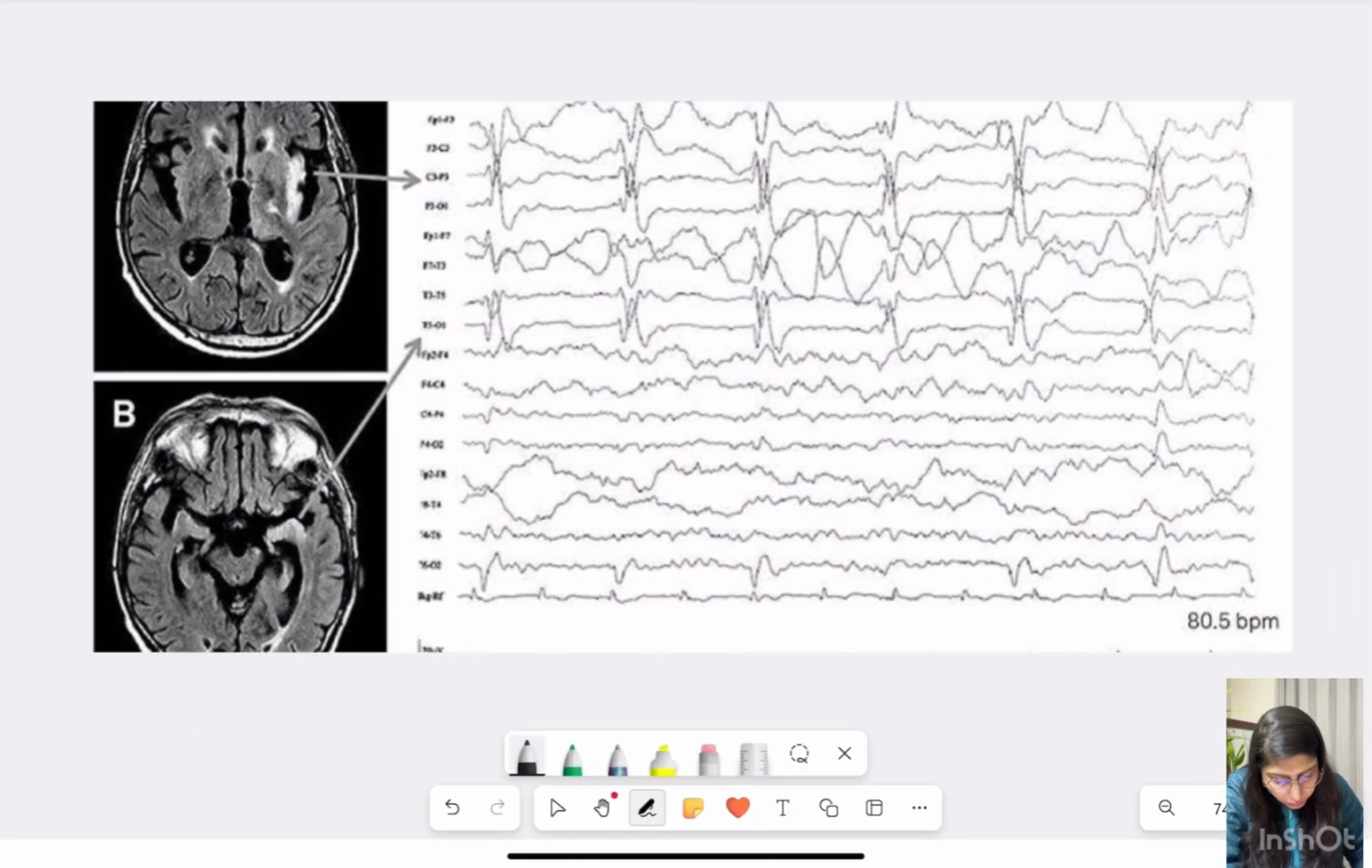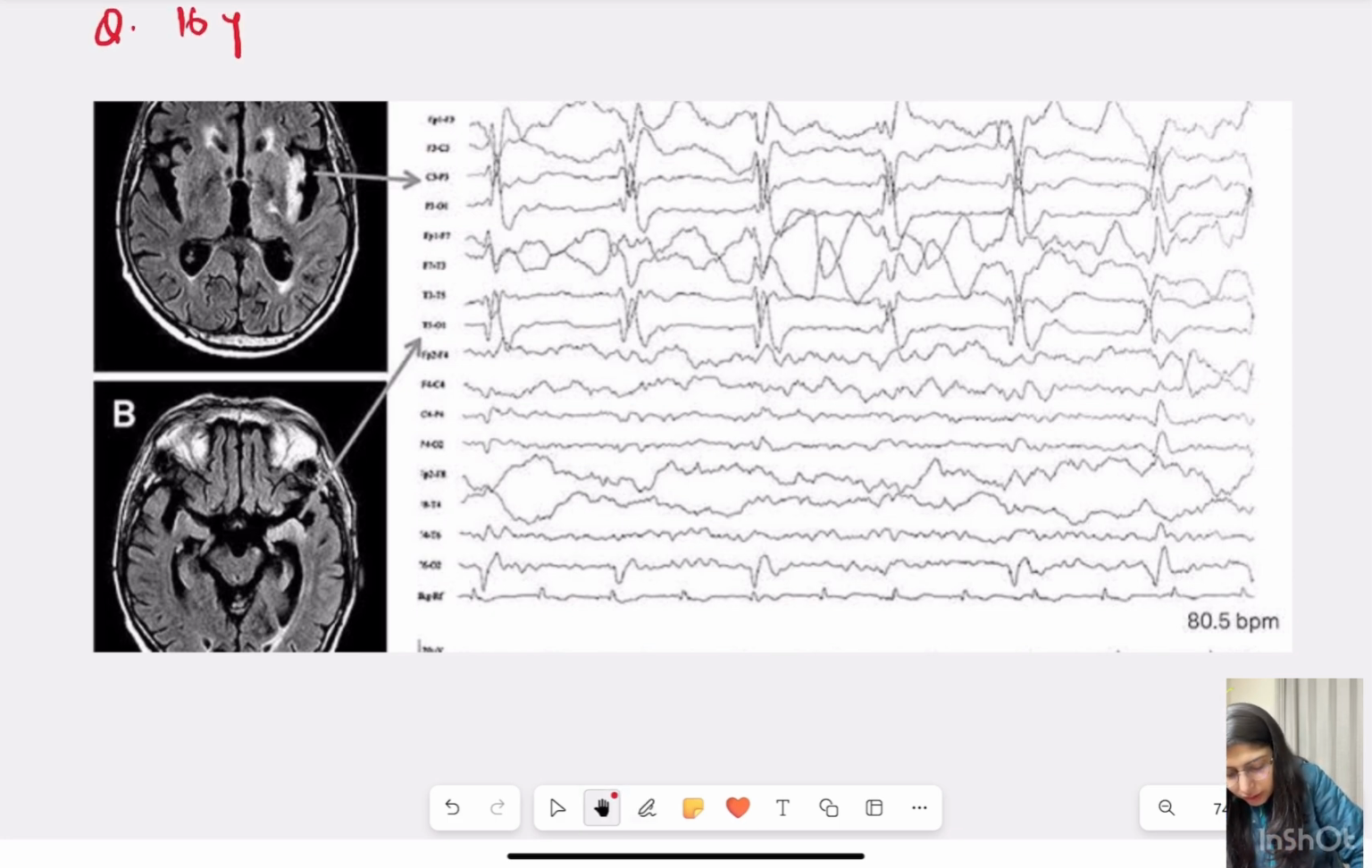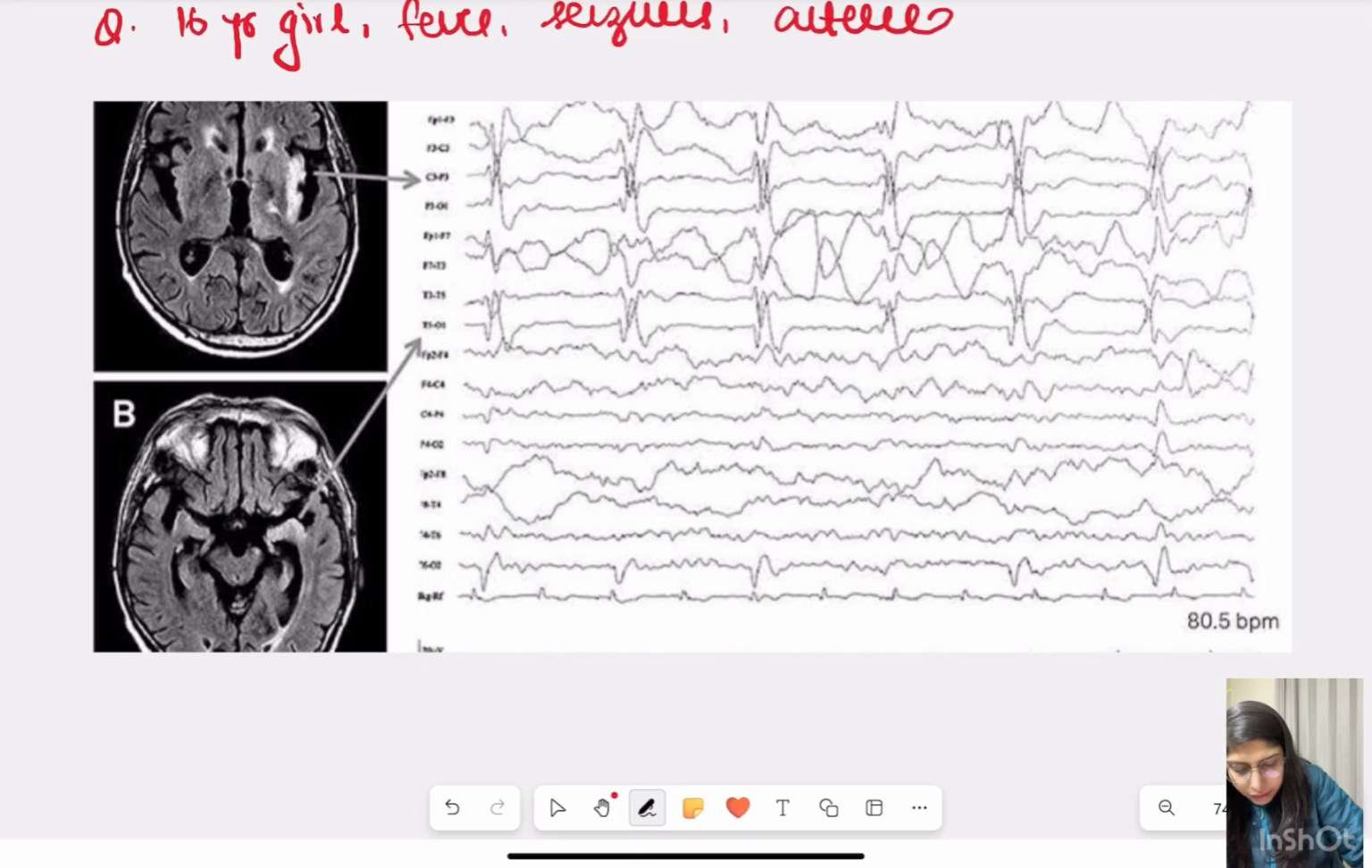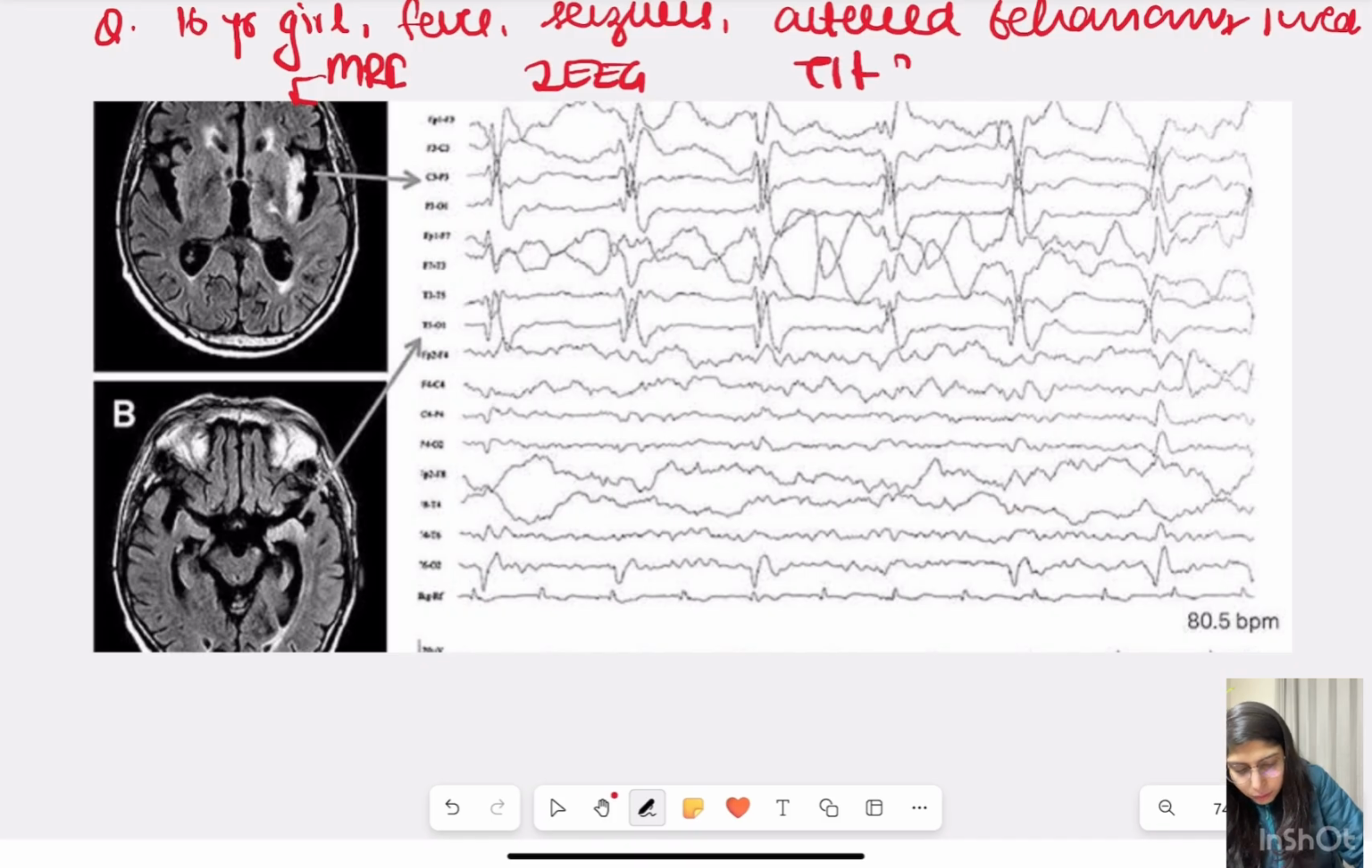Okay, so I'll put this out as a question to you. So you can try to think of the answer before I tell you about it. The question is that it is a 16-year-old girl with fever and seizures, altered behavior for 1 week. This is the MRI and this is the EEG. What will be the treatment? What is going to be the treatment?